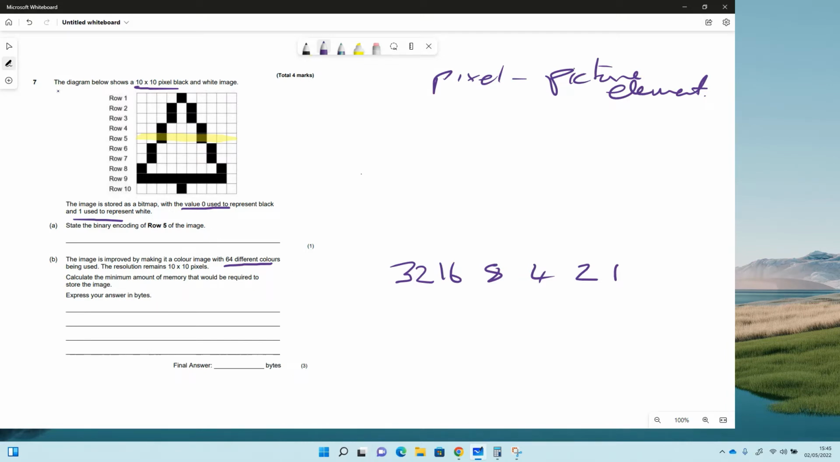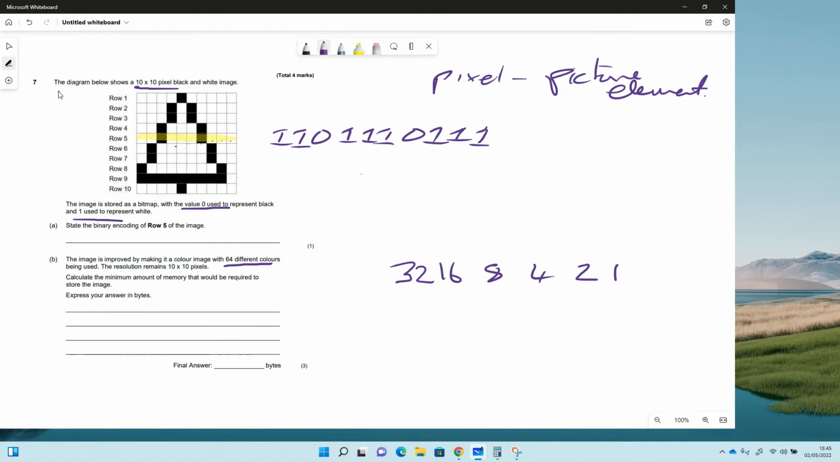The row that we're interested in for this question is the binary coding for row 5. It says that 0 is for black and 1 is for white. So the row we're interested in is row 5, which I've highlighted. If 1 is for white, we have 2 ones and a 0, and 3 ones in the middle, and then another 0 and then 3 more ones.